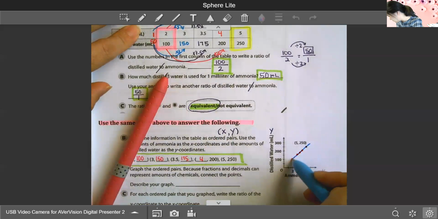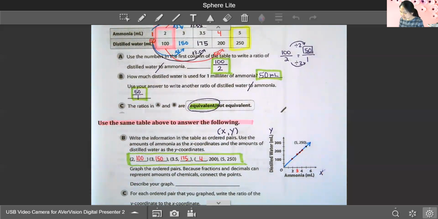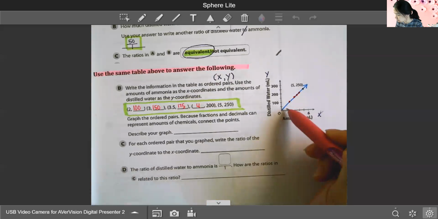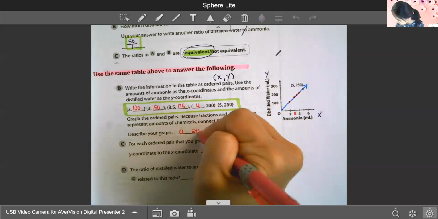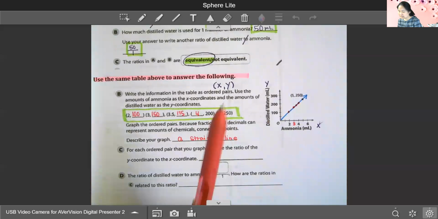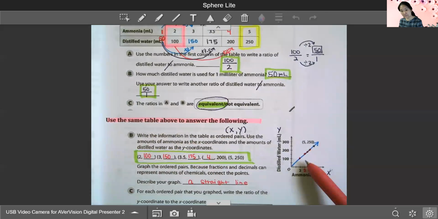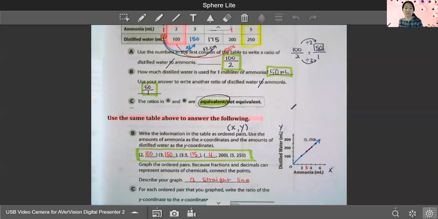Let me just try to do my very best. Okay. All right. Describe your graph. What does your graph look like? Well, you can see that it's a straight line. So that's what I'm going to write. A straight line. If you correctly write equivalent ratios and you correctly graph, equivalent ratios will always give you a straight line. If you get a point that's outside of that straight line, that means you did something wrong.